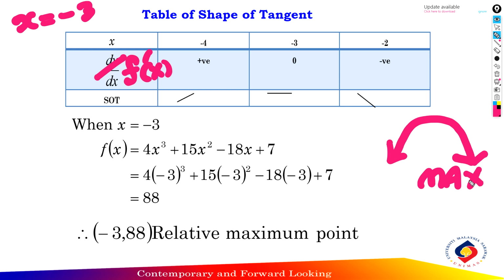Okay, and you substitute negative 3 into the function, so f(x) equals 88, and (negative 3, 88) is the relative maximum point.